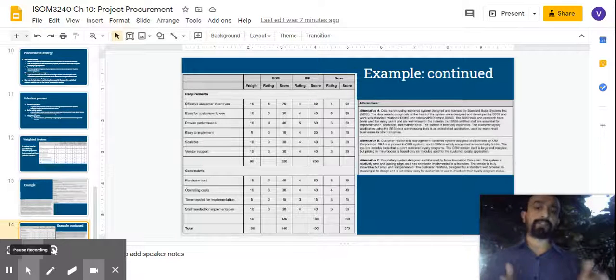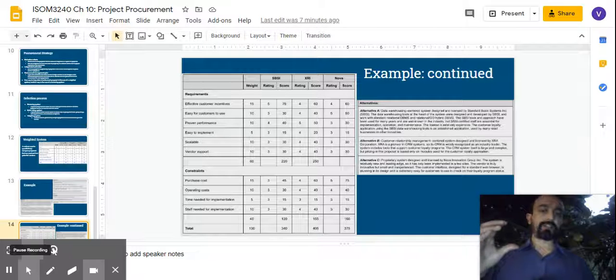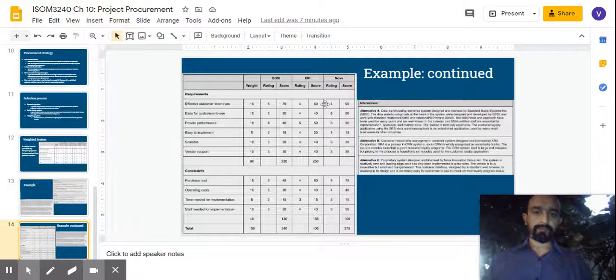Now we start rating our three options. So let's say for our biggest requirement, effective customer incentives, SPSI does the best job. So we give it a rating of 5, and we multiply it by our weight of 15, and so we arrive at our score of 75. However, XRI and Nova do a little bit worse than SPSI, so we give them a rating of 4 each. And then we multiply this by the weight of this requirement, which is 15. And so those two get a score of 60 for this particular customer incentive.